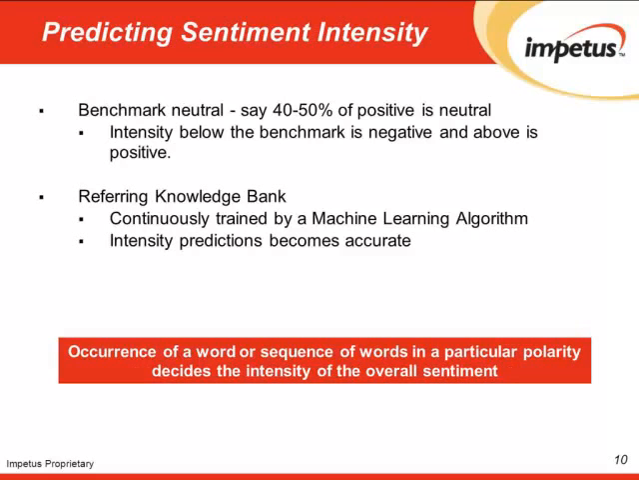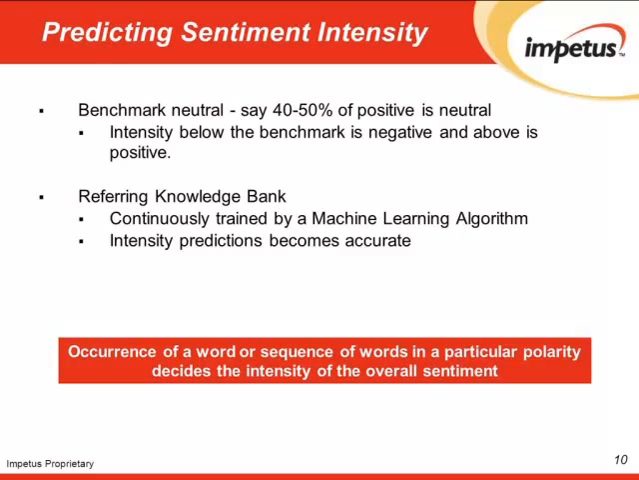So now, let's go ahead and address the third critical question, which is, how does a machine know about sentiment intensity? Whether a word or maybe a sentence, is strongly positive or strongly negative is decided by a couple of metrics. We first use a technique of benchmarking neutral. Say 40 to 50% of positive is neutral, and any intensity below that will be negative, and above it will be positive.